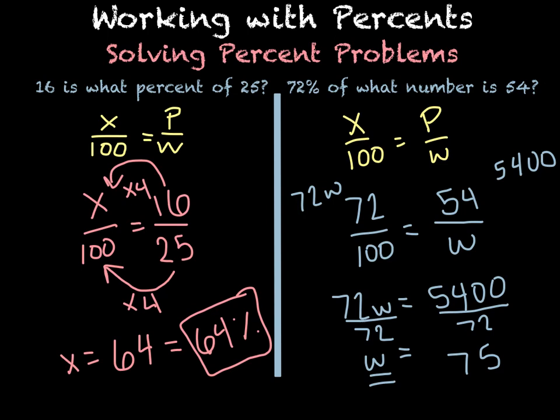Would we put a percent symbol on this one like we did the other one? We would not, because if we look up here, 72 was over 100. This 72 over 100 was our percent. This is just our whole. So we shouldn't make it a percent, because the percent's already given. Okay. All right.